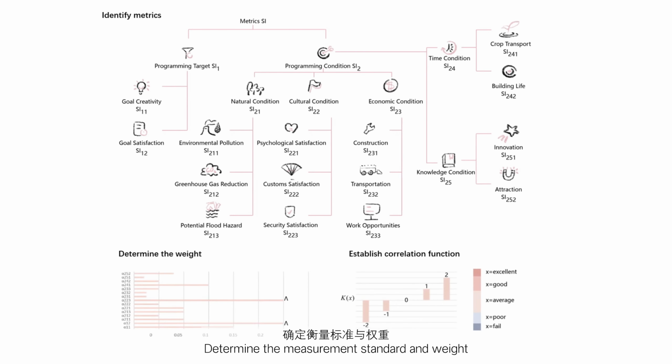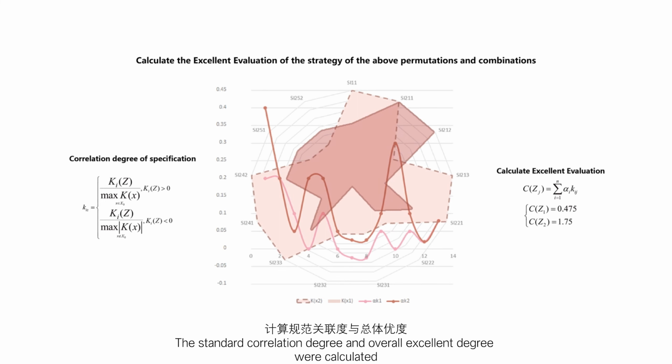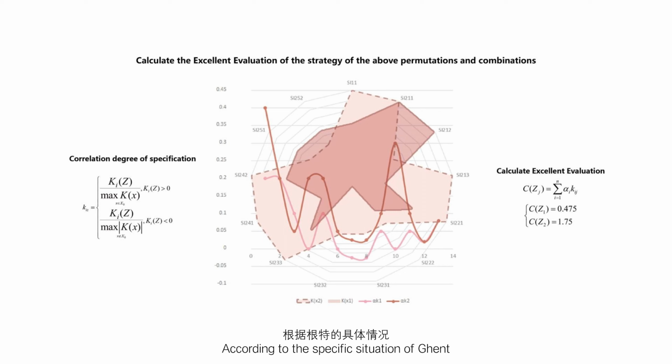Determine the measurement standard and weight. Mark the full weight measurement index. Establish the correlation function. The standard correlation degree and overall excellence degree were calculated, and the mathematical prototype of community garden was determined by comparing the chart. According to the specific situation of the camp, extension transformations are carried out to deepen the design.